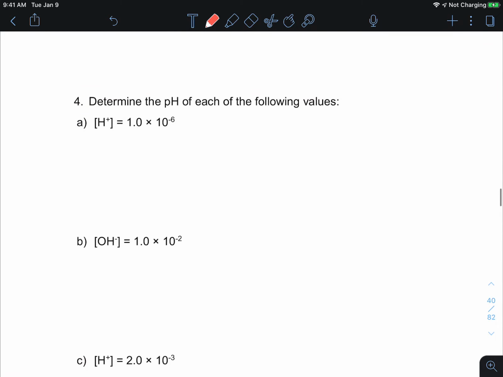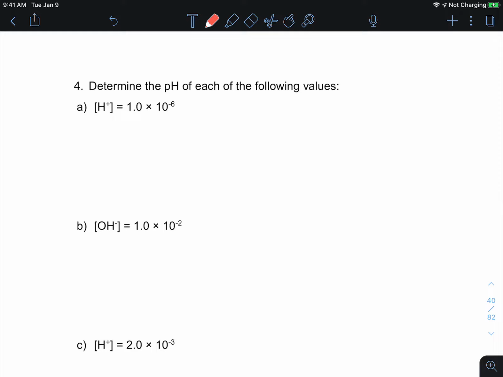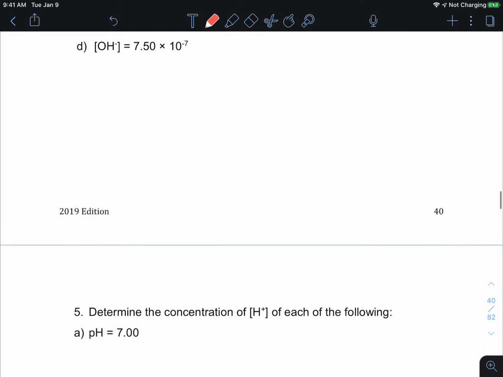Okay, so here's some more practice for that. Let's just see if there's a more challenging question here.